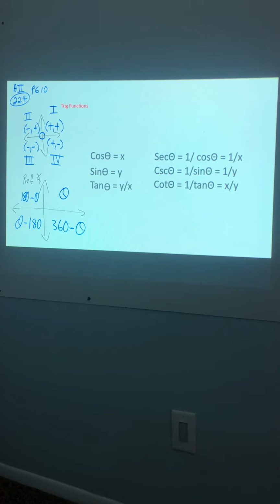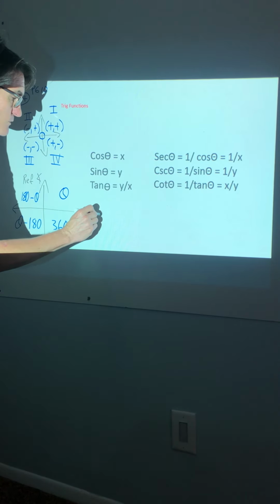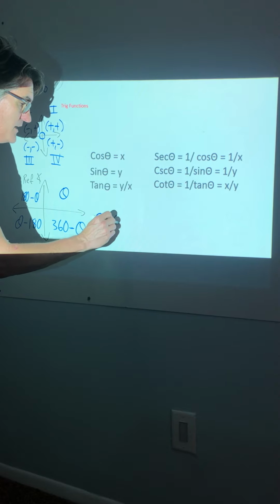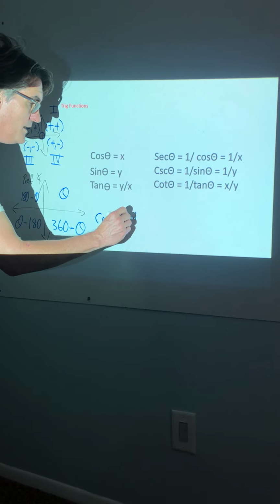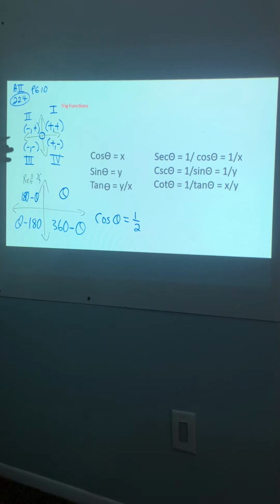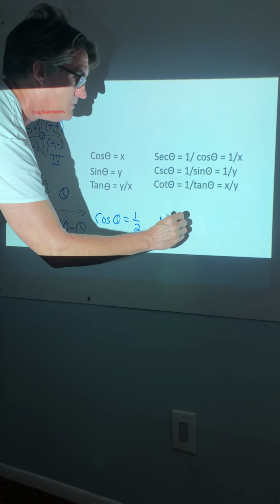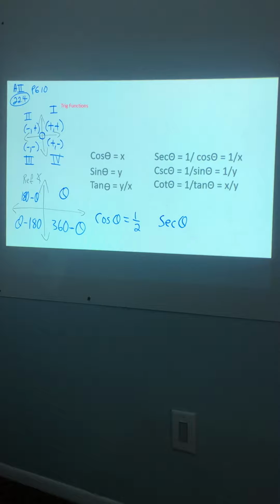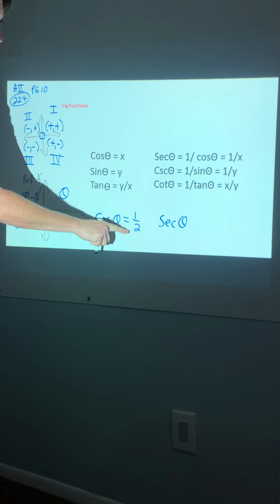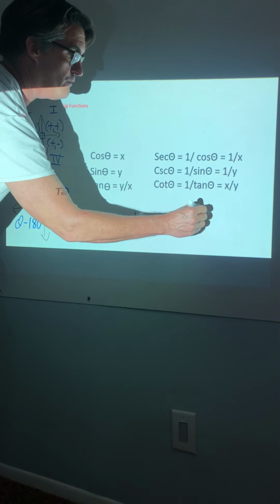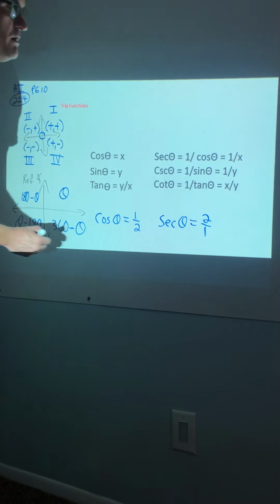Let me just do an example really quick. If I give you the cosine of theta equals 1/2, and then I want the secant of that same angle theta, all you're going to do is do the reciprocal of this, and it would be 2 over 1. That's what we're talking about.